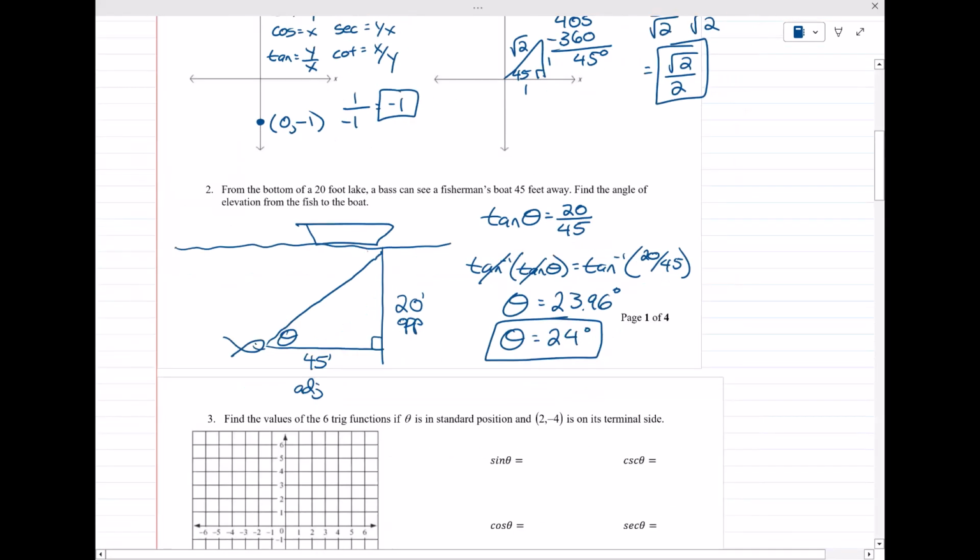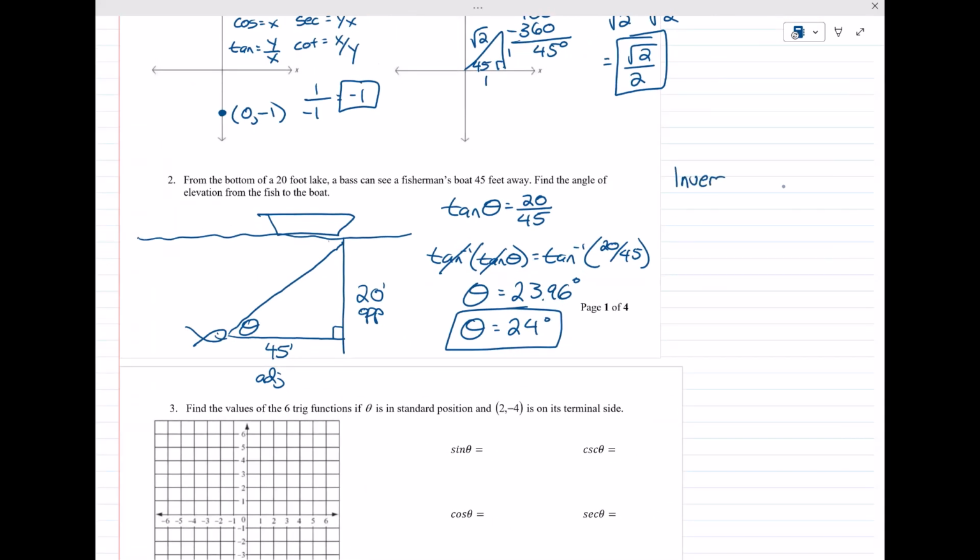Inverse, when we're solving right triangles, inverse gives us angles. And whenever you use regular trig, which we're going to do in the next problem, this is going to give you sides. So for this particular problem, we have tangent of theta. We want to get theta by itself. So to get rid of tangent, you take the inverse tangent. That gets rid of it. Questions? Any other questions?